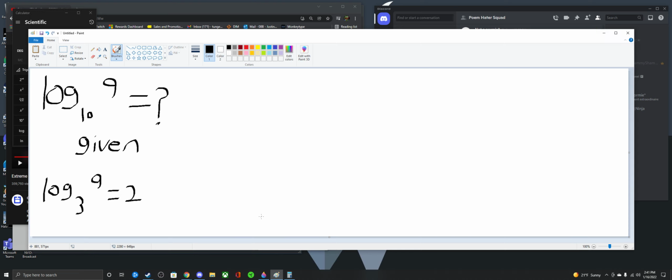Hey everyone, and today I'm going to be showing you a most definitely wrong method to estimate log base 10 of 9, and specifically just log base 10 of 9, given that log base 3 of 9 is 2. So the first thing we want to do is rewrite this equation. Both equations actually. So we'll have 10 to the power of whatever equals 9, we don't know what that is. We know that 3 squared is 9.